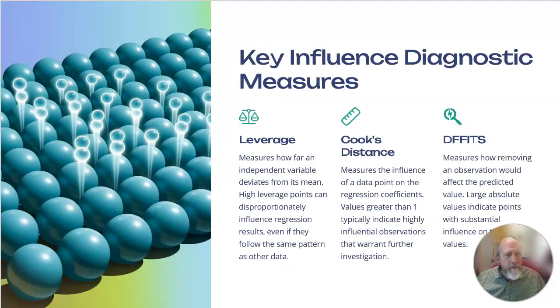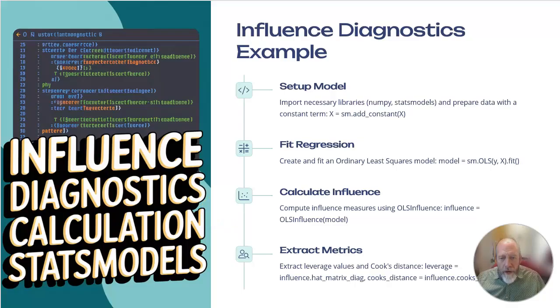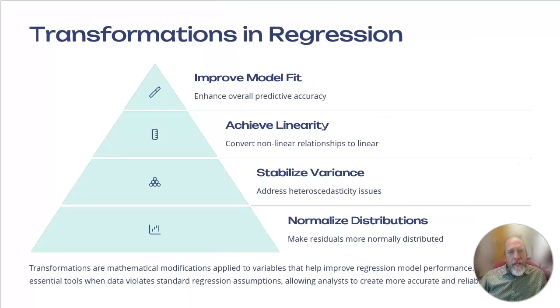There are 3 of them. There are more. They're not the only ones, but you want to know if something is having an undue influence on the model itself. Okay, and I'm not saying keep it or throw it out. I'm saying look at it and understand, does this point really need to be in the model?